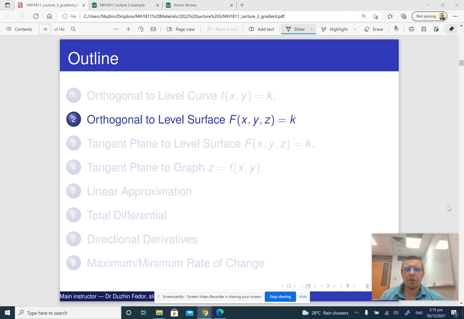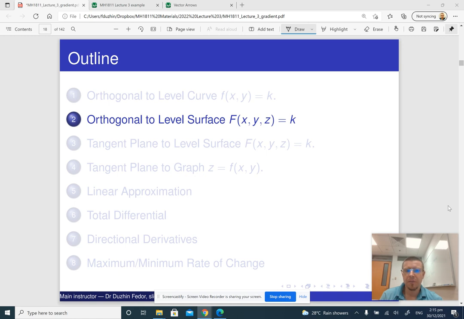In the next part of the lecture, we will see that in case of a function of three variables, the gradient vector is still orthogonal, but now to level surfaces rather than to level curves. So first, let me give you a little bit of intuition behind orthogonality of level curves and the gradient vector.